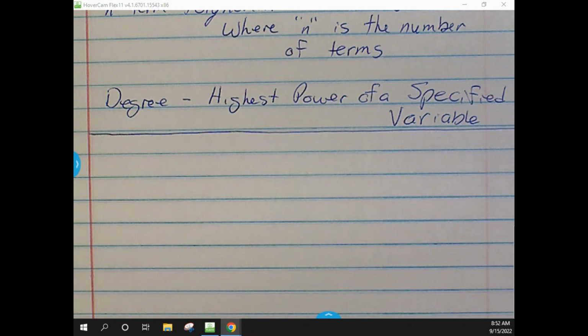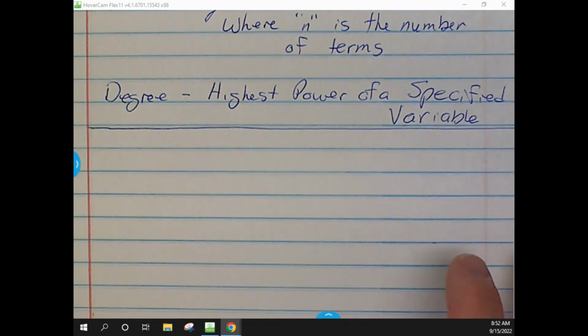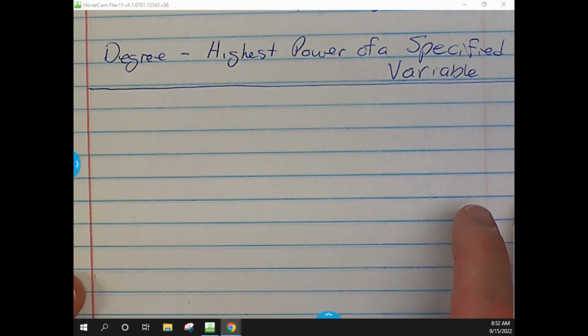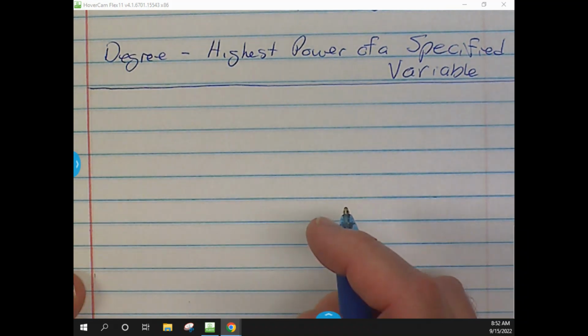But for most of these, they're just going to have you look at one specific variable for what we're talking about. There are other times where they talk about the degree of a term where you take all the powers of a term and put them together. But in this case, we're looking at just one variable at a time. It's a little different if you have 2 or 3 variables, but we're looking at just one specific variable at a time for this.